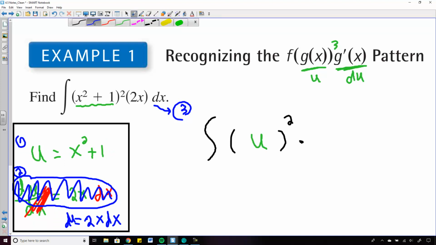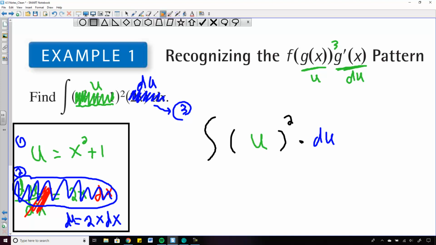And now, did we have a du? du was 2x dx. So 2x dx is equal to du, right? So let's just kind of visualize that one more time. So this all right here, 2x dx, that was du, right? And this right here was u. So we should have the integral of u squared du, which we do, we have over here.